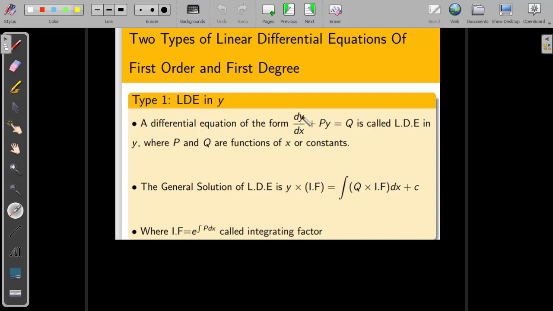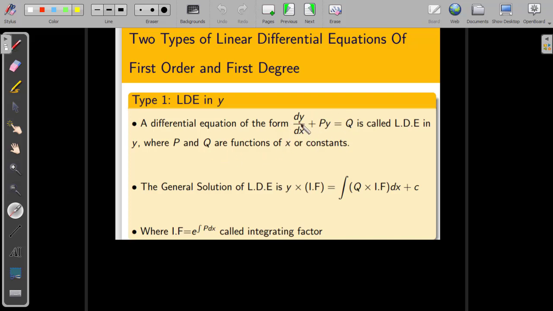Our differential equation is of the standard form dy by dx plus py equal to q. So this is called a linear differential equation in variable y. Y is the dependent variable. Here if you observe, the degree of dy by dx is 1 and y degree is 1. So this is the linear differential equation standard form. Here p, q are strictly functions of the single variable x, or sometimes constants also. This is what we need to note: p, q are functions of x or constants.